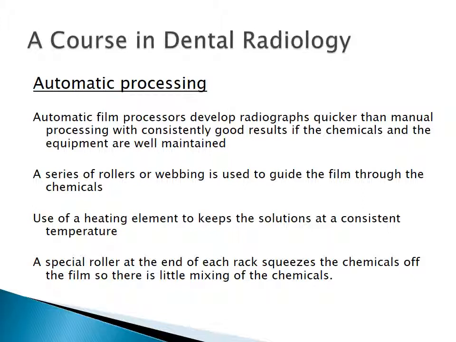So our automatic film processors are a much quicker and much more consistent way of processing our films, provided they're keeping their chemicals fresh and that they're maintaining that processor, meaning keeping it clean. Within our processor, we're going to have a series of rollers or webbing that's going to guide my film through the chemicals. We're going to use a heating element to make sure that my solutions stay at a constant temperature. And in between my baths, I'm going to have a special roller that acts like a squeegee to make sure my chemicals aren't mixing together.